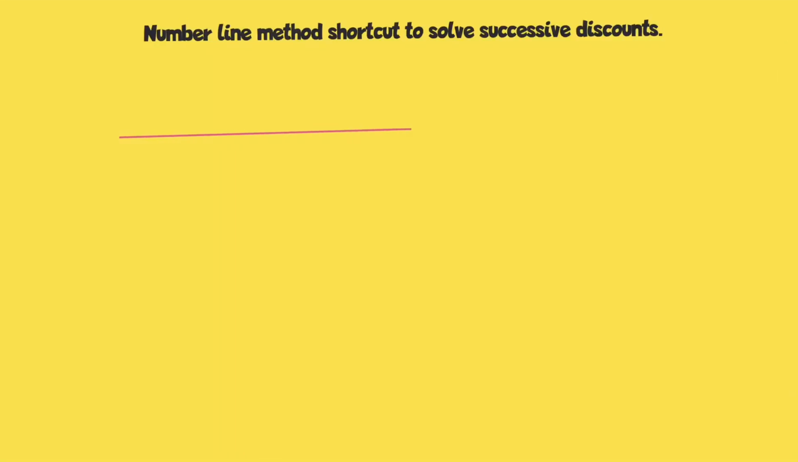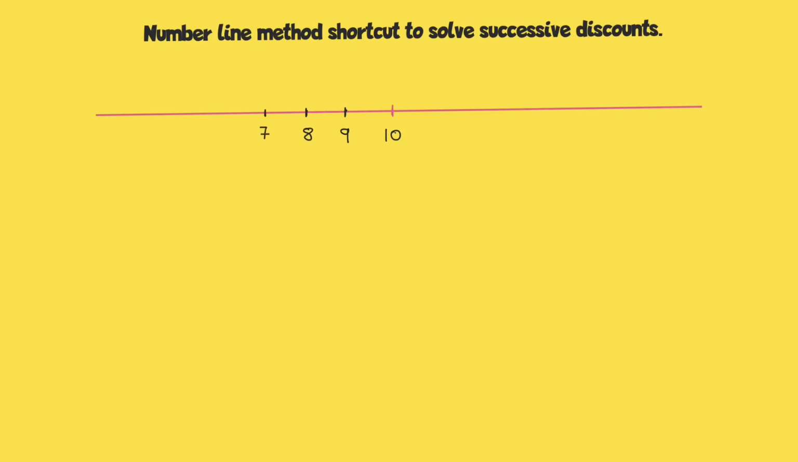Now let us understand one magical method to solve problems on successive discounts, and it is called the number line method. So how is this different from the previous method? Now I draw a number line, and in the middle of that number line I write a number as 10. Then I go to the integers lesser than 10. So 9, 8, 7, 6. This is how I write the number line.